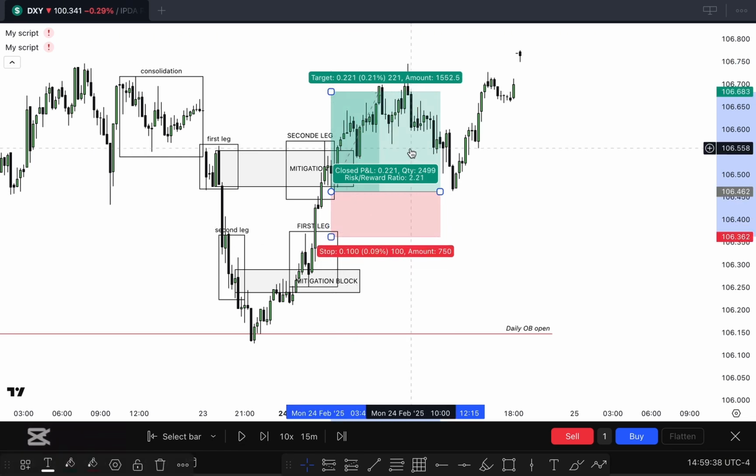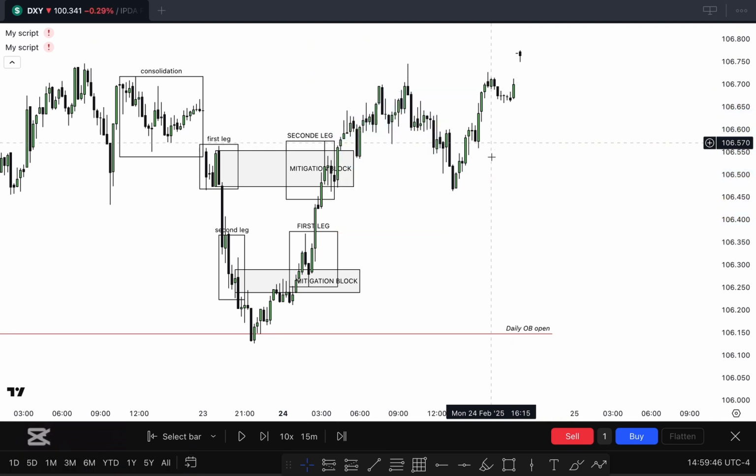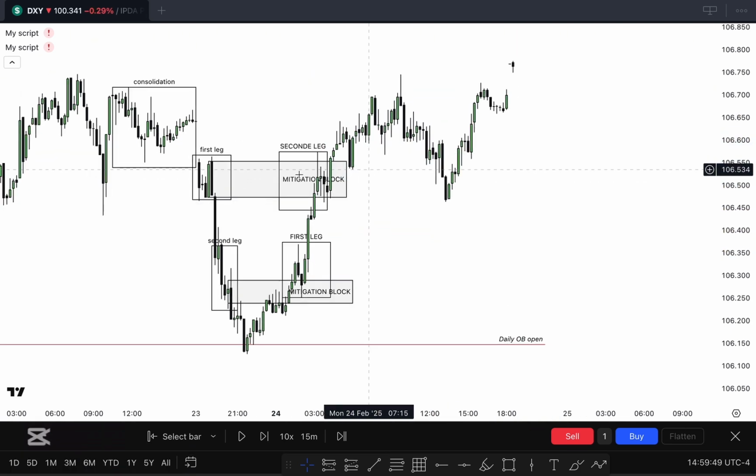I cannot draw on this laptop. This is not my real one. This is my second laptop because my first laptop broke down. That's why we don't have a lot of videos these days. But this is about the market maker model, the market maker buy model.